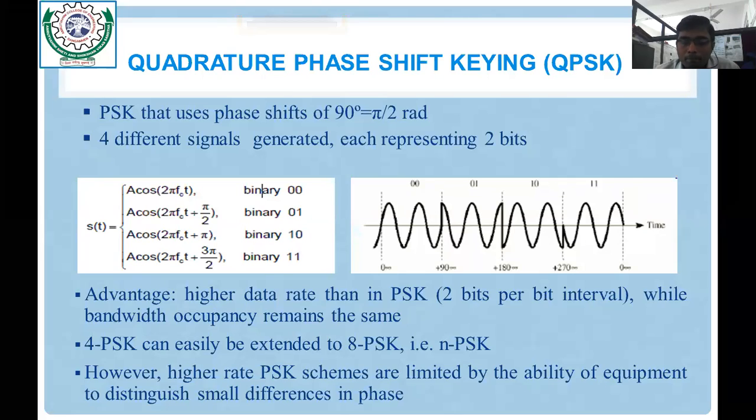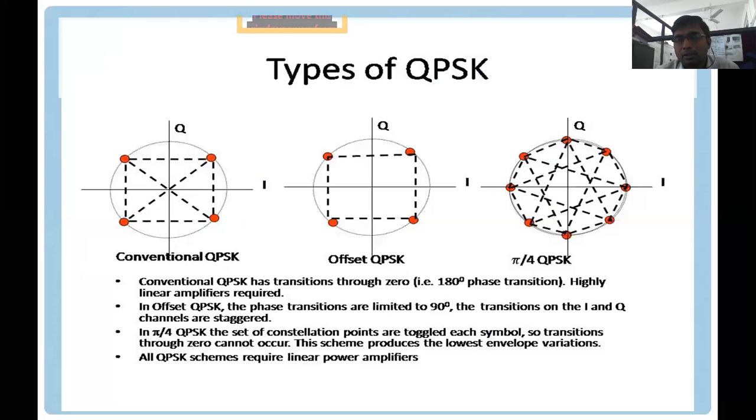Okay, so that is the main idea behind QPSK: we are going to combine the bits into one symbol, more than one bit. Before that, we had only learned one bit per symbol. These are some types of QPSK. The conventional QPSK is shown here, offset QPSK is also shown here, and then pi by 4 QPSK is shown here.